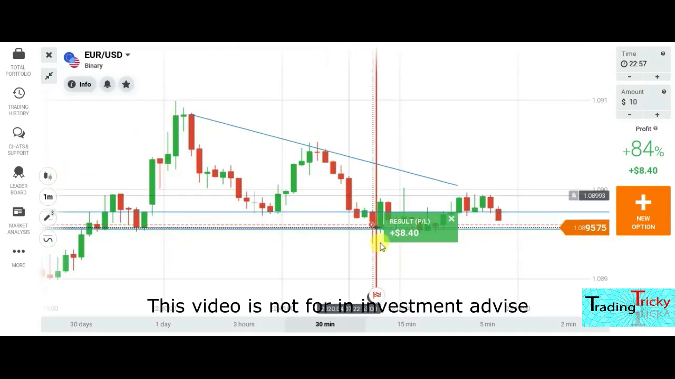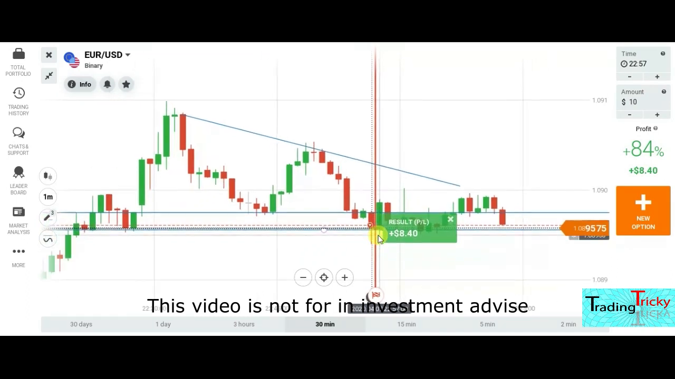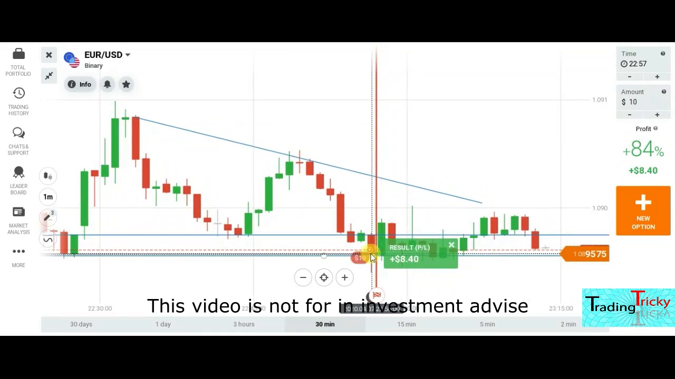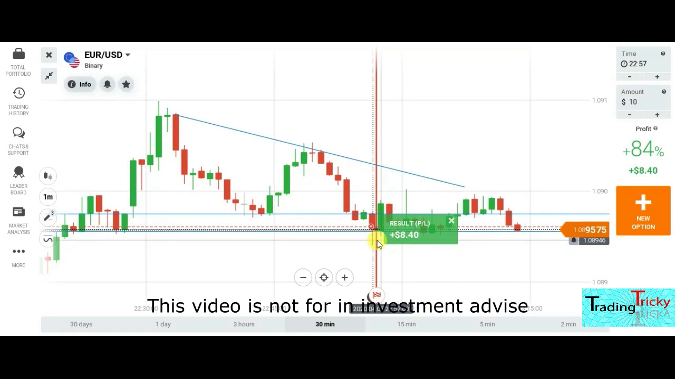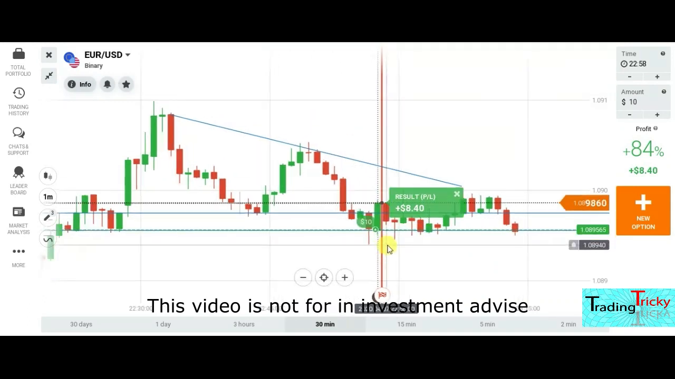Then this is my third trade. When I saw that there is a retracement candle, I was supposed to place a sale option immediately, but actually I missed placing the trade. That's why I waited for that candle to bounce back to this level to place the order, but it didn't come back. So I placed it here because the next level is here. So these three trades I have won, and this is my fourth trade, next candle.